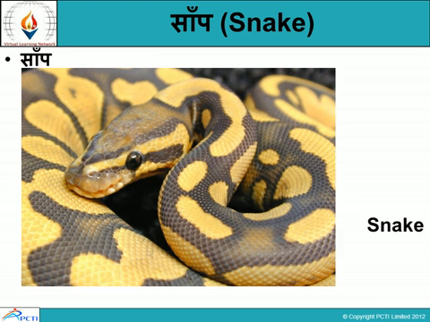Another poisonous animal which if once bites you, you will be no more. The snake can kill you to death. Sometimes snakes are poisonous, sometimes not poisonous also. So what do we call snake as? Saap. What do we call? Saap.